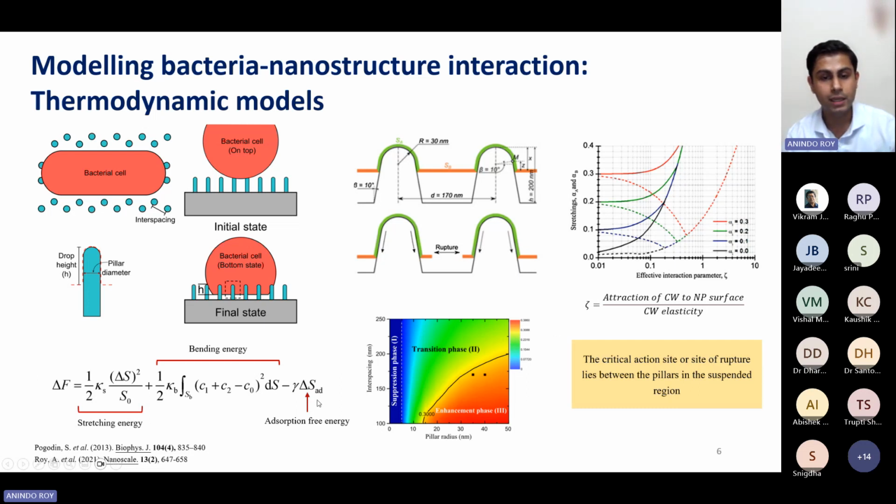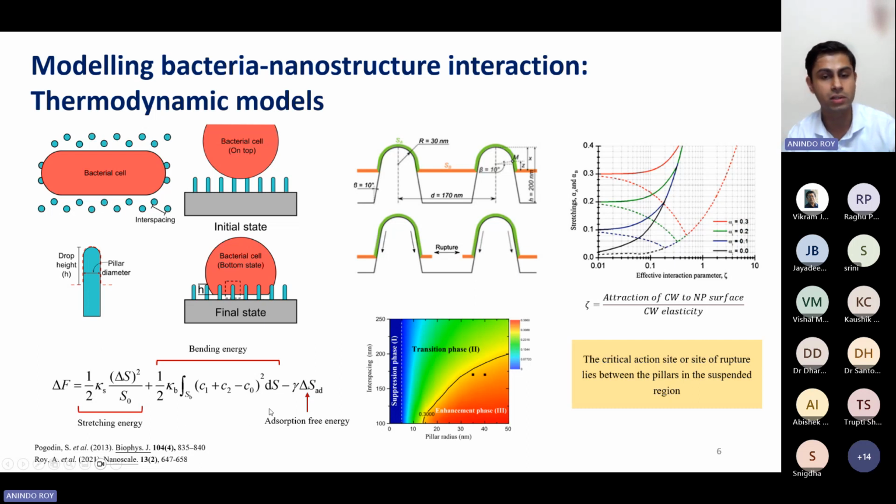And also, since we are defining the stretching degree, the bending energy, as well as the adsorption free energy in terms of the bacterial geometry and the nanostructure geometry, we can use those equations to plot the stretching degree against the pillar radius and interspacing, or basically the parameters that we use to characterize the nanostructured surface. If we do that, we can plot these sort of phase maps. And as we can see here, at very low pillar radiuses, there will be a suppression phase.